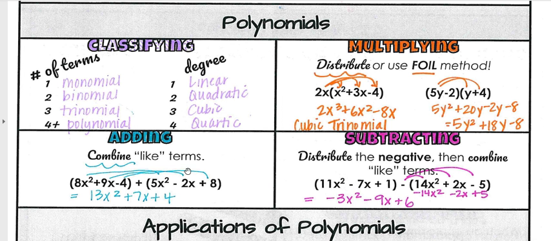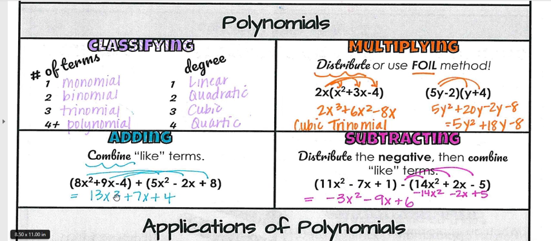When we're adding, we just combine like terms. So I look for everything that has the same variable part. These are both x squared terms, so I simply just add my coefficients together. So 8 plus 5 gave me 13x squared.